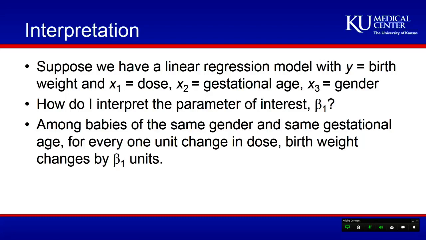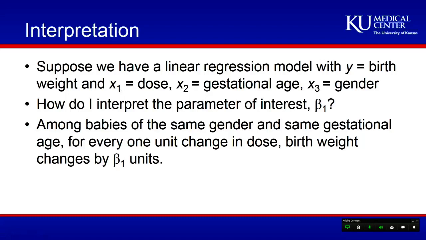But I also want to account for gestational age of the baby and their gender, because these two nuisance variables impact the outcome, birth weight, and accounting for them in this analysis will actually give me a more powerful look at the impact of dose on birth weight for these babies. So let's suppose I fit a model and I get an estimate of the beta 1, which describes how birth weight changes as a function of dose. How do I actually interpret that?